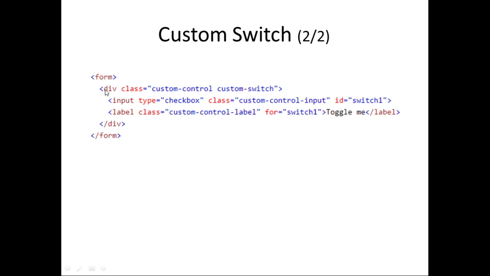So again, we have the division, and we wrap around the input inside the division with custom-control and custom-switch. Then we have here our input tag with the type checkbox and custom-control-input. Then we have the ID. Again, we have the label, custom-control-label, and the for attribute should match the ID. It's similar to the first one, except here we use custom-switch.